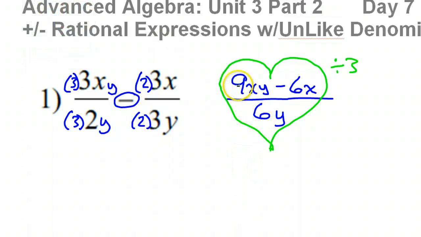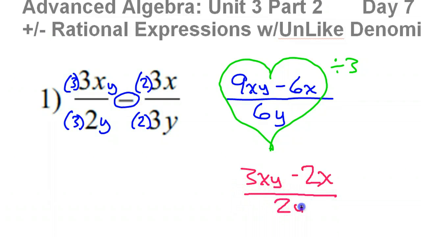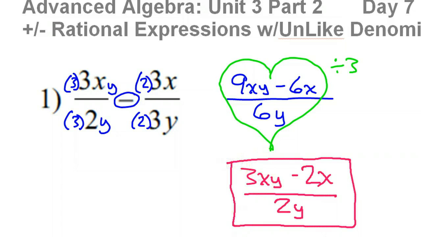So my final answer is going to be 3xy minus 2x divided by 2y. Okay? So that is the final answer for number 1.